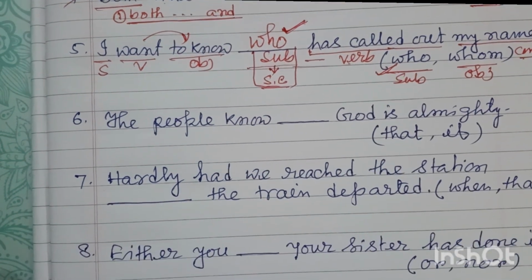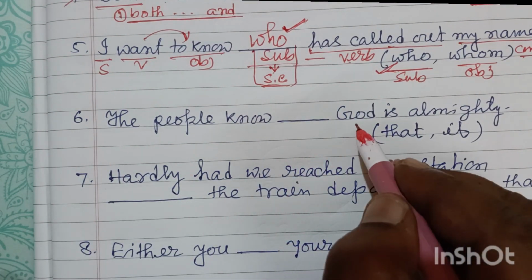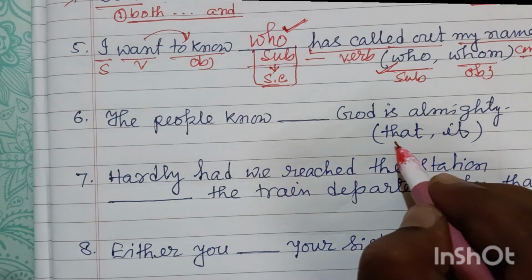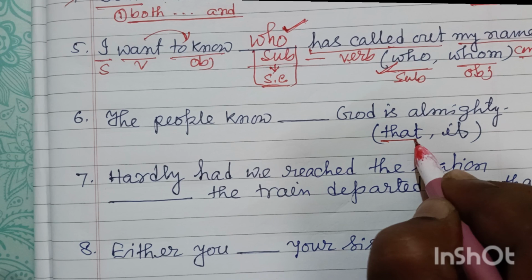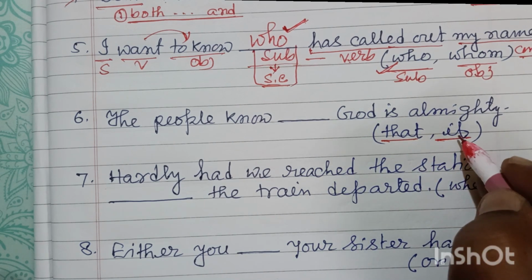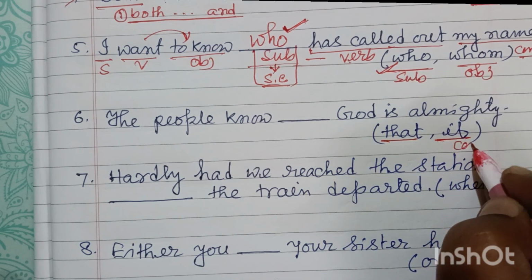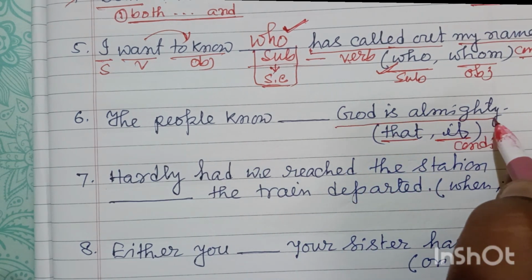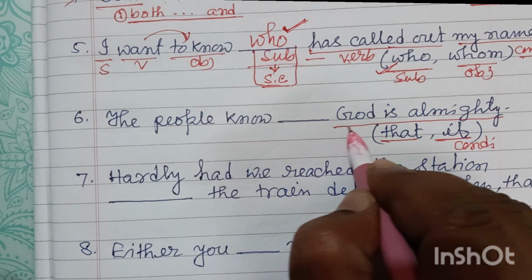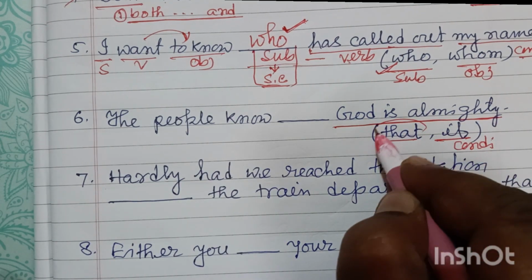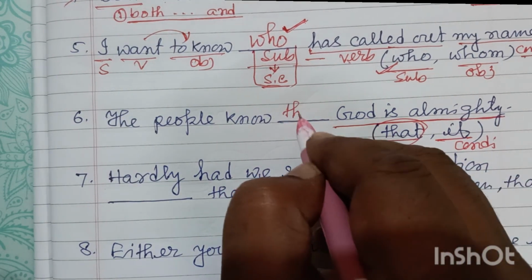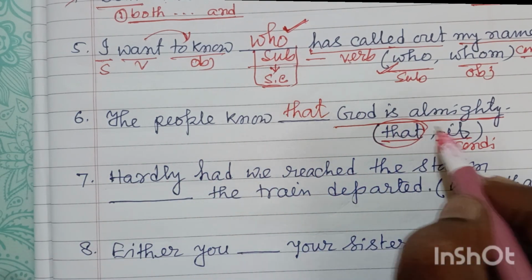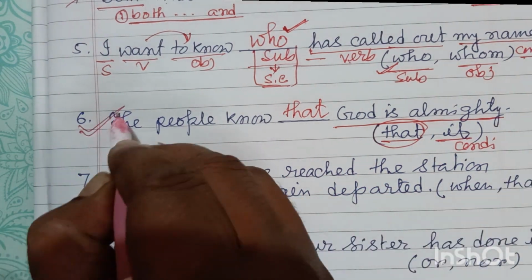Next question number 6: the people know blank God is Almighty. Friends, here two options are there, "that" and "if." My dear friends, you know "if" is used for condition, and this is not a condition, it is a fact, and a fact is joined by the term "that." So we have to write "that" here. The sentence will be, "The people know that God is Almighty." Friends, this is the correct answer.